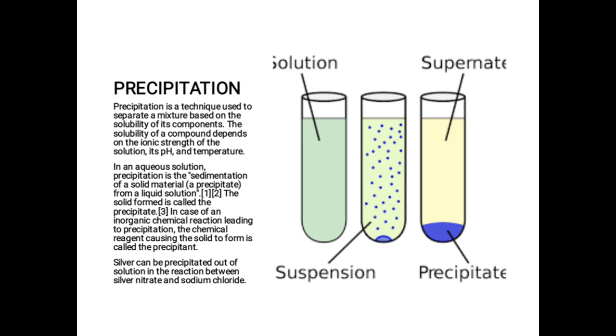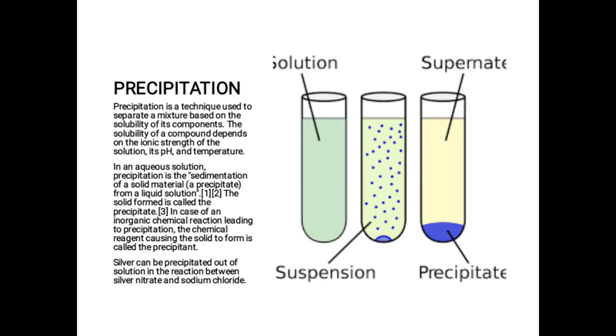Let's take for instance the reaction between silver nitrate and sodium chloride. Generally, precipitation is used to prepare insoluble solids. And how do you do that? Let's take the example of silver nitrate and sodium chloride. The end result will be silver chloride, which is insoluble.